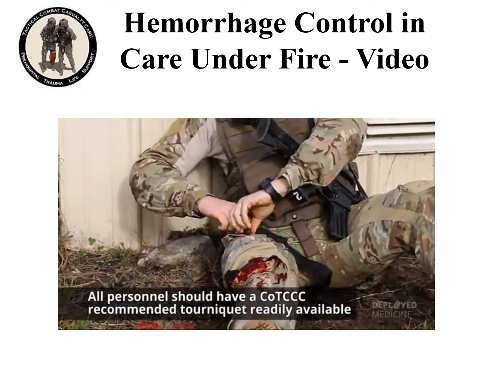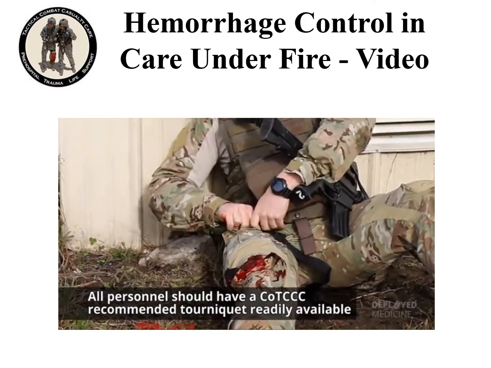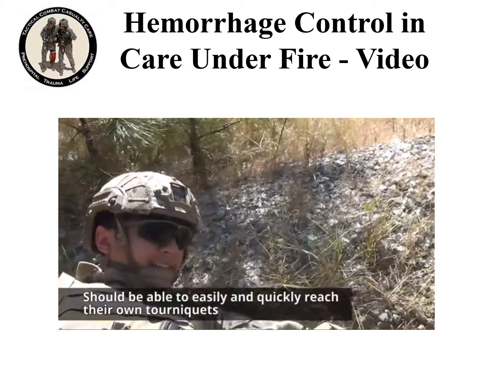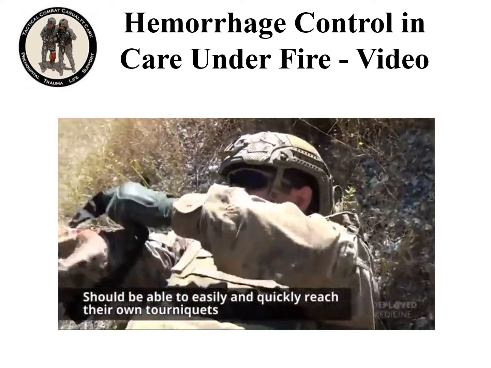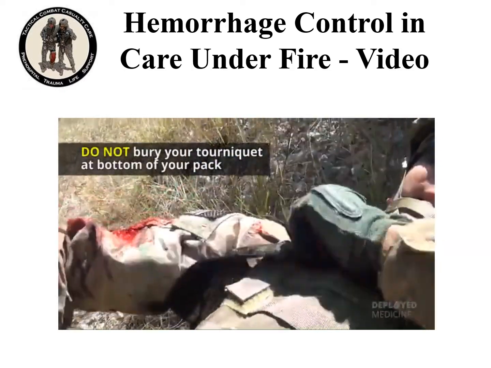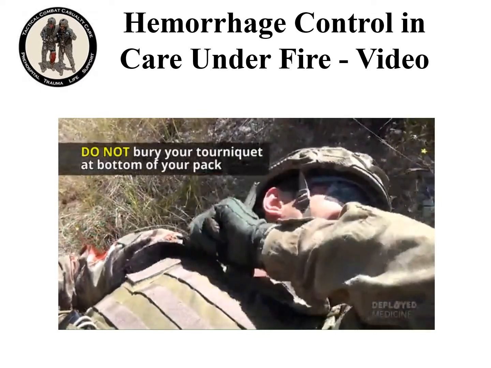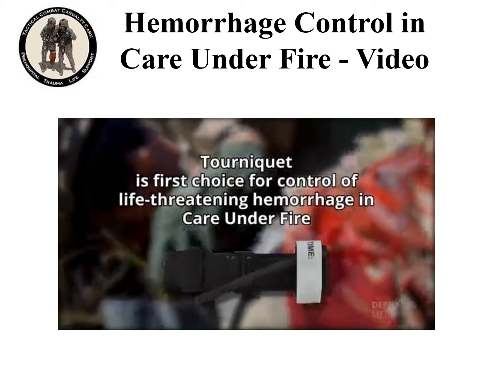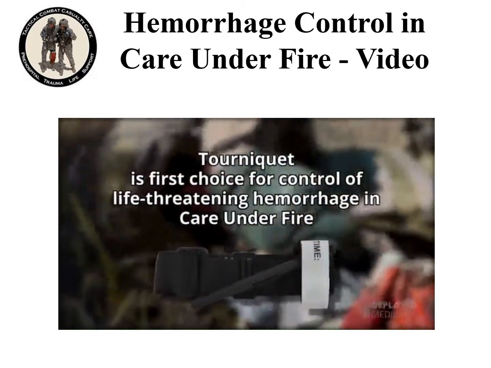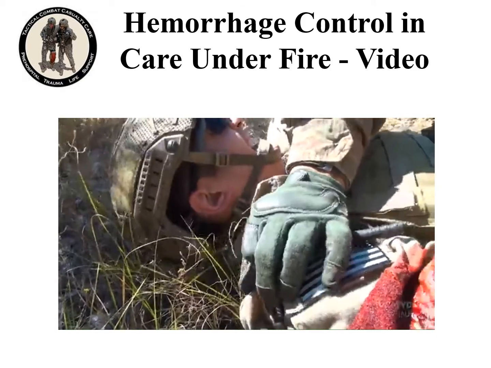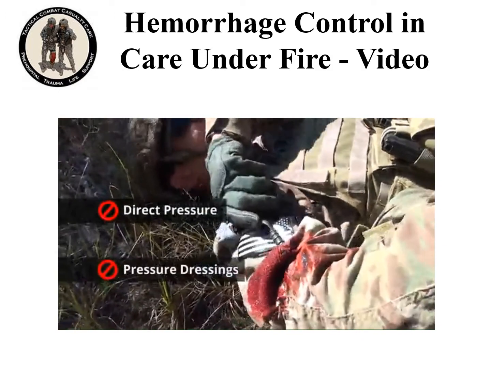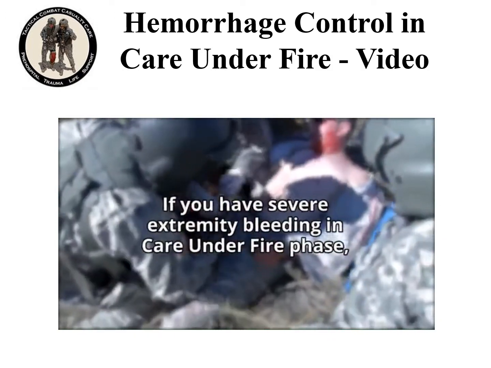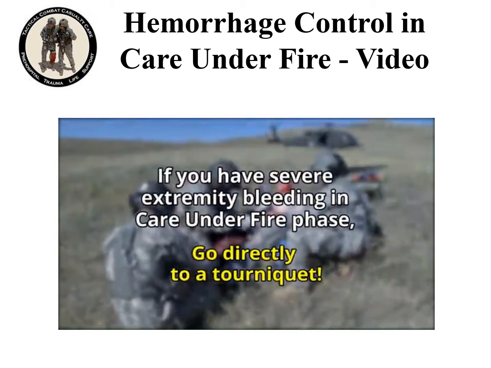All personnel should have a COT-C recommended tourniquet readily available and be trained in its use. Casualties should be able to easily and quickly reach their own tourniquets. Do not bury your tourniquet at the bottom of your pack. Where a tourniquet can be applied, it is the first choice of control of life-threatening hemorrhage in care under fire. Forget about direct pressure, pressure dressings, and anything else. If you have severe extremity bleeding in the care under fire phase, go directly to a tourniquet.